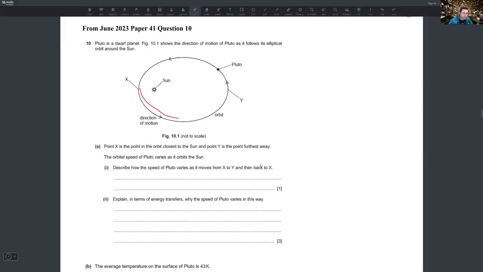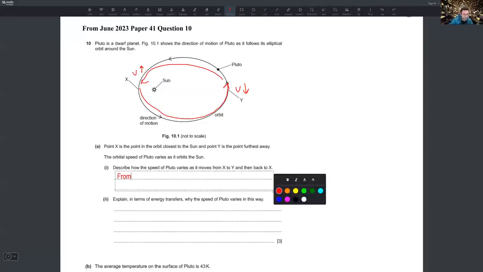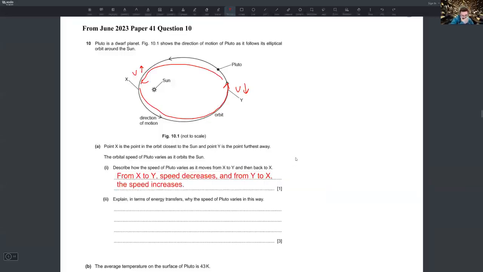So from X to Y, what will happen to the speed? The speed will drop. It decreases. And then from Y to X, the speed will increase. And that's all we need to say. That's all. He didn't ask me to explain. He just said describe. So from X to Y, the speed decreases. And from Y to X, the speed increases. Okay?